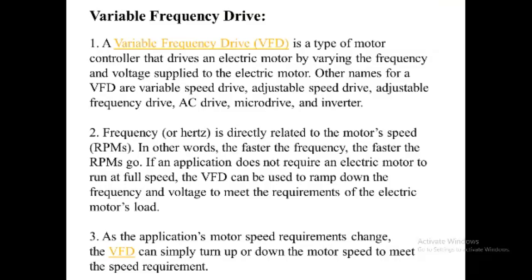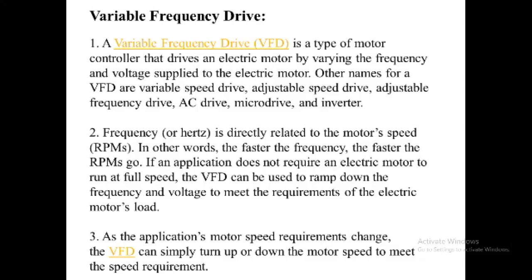Generally, these two parameters of electrical engineering, frequency and voltage, can be controlled. Means the ratio of frequency and voltage can be maintained very easily by using this variable frequency drive. Hence, the other names for this variable frequency drive are variable speed drive, adjustable speed drive, or adjustable frequency drive. Sometimes it may be called AC drive, micro drive, or inverter drive also.